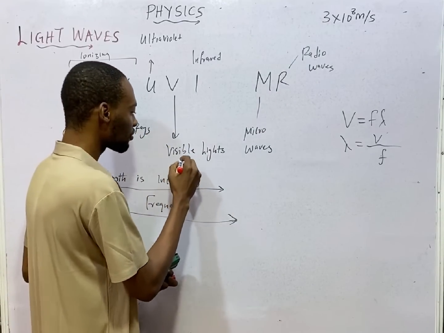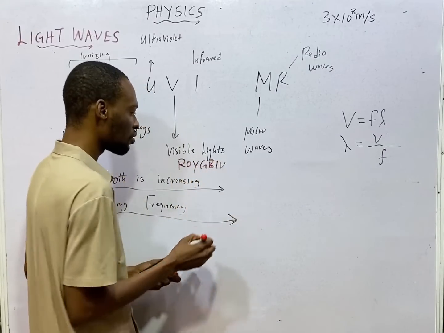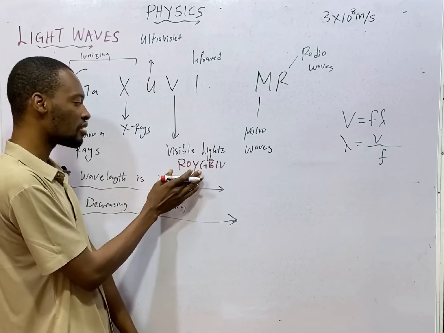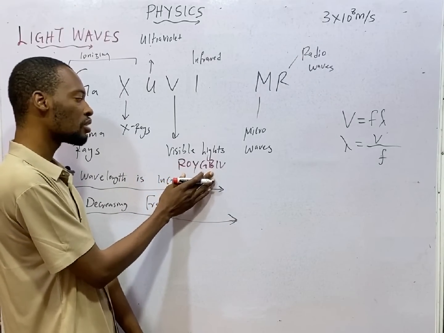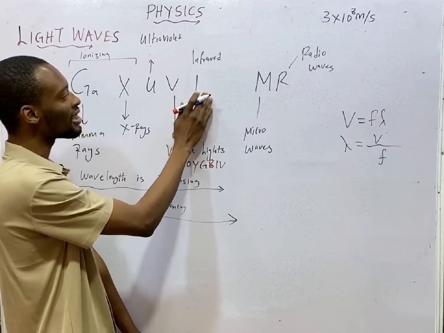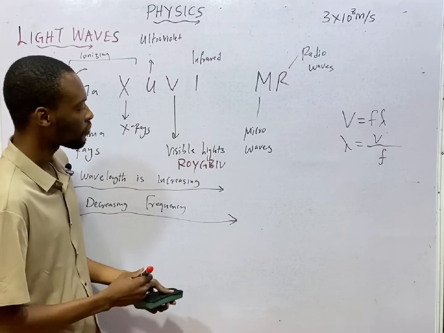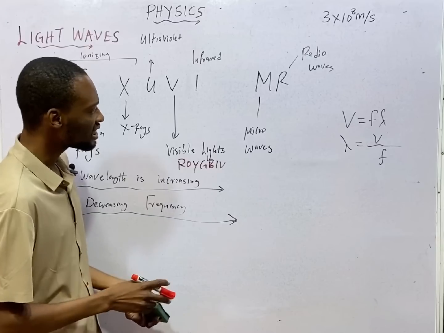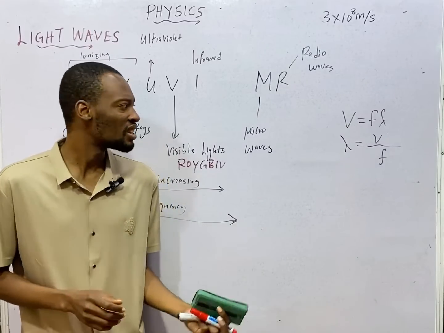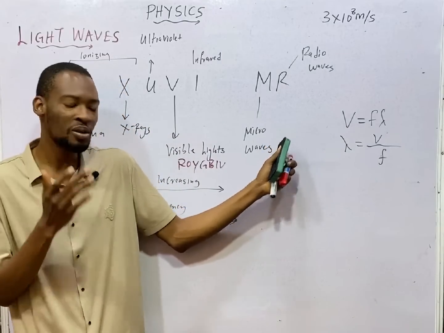And this is it, ROYGBIV. These are the visible lights: red, orange, yellow, green, blue, indigo, and violet. And I already told you their strengths in terms of wavelength and in terms of frequency. Immediately after the visible light, you have the microwaves. Now, this sounds familiar. When you're cooking at home, you make use of microwaves.